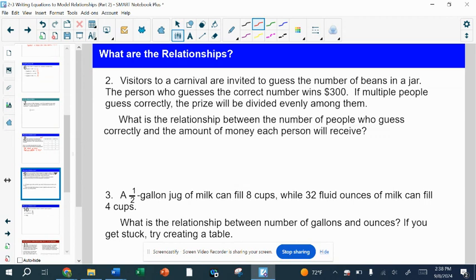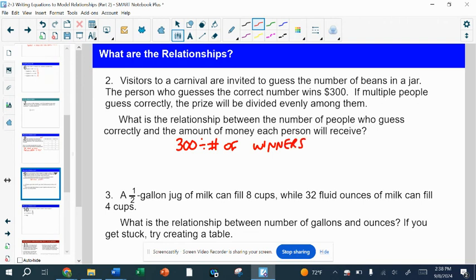Well, if only one person guessed it right, they would get all $300. If 2 people guess it right, I would have to take 300 and divide it by 2 people. Or if 3 people get it right, they have to do 300 divided by 3. So what we're going to be doing for each one of these is we're going to have 300 divided by the number of winners.